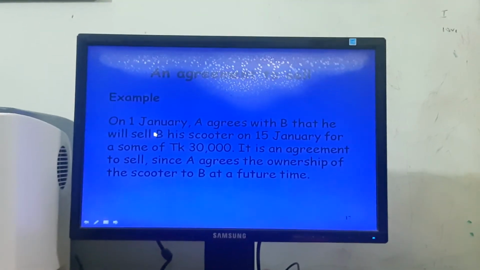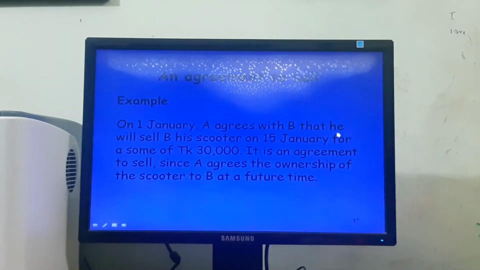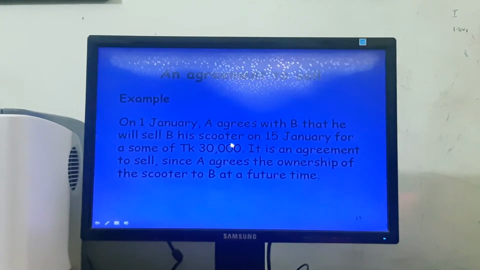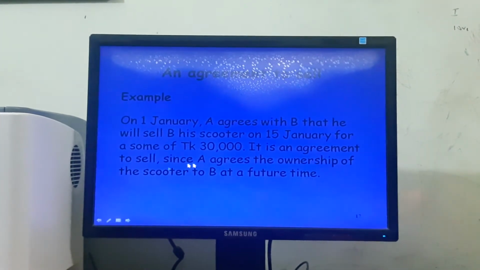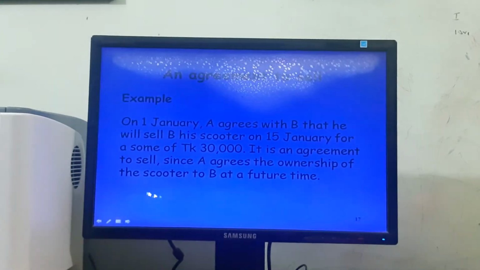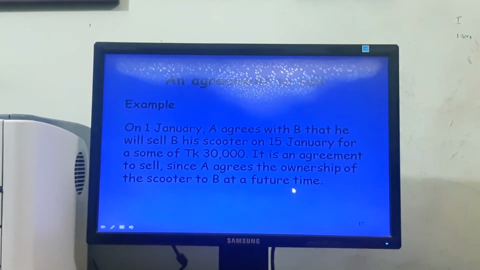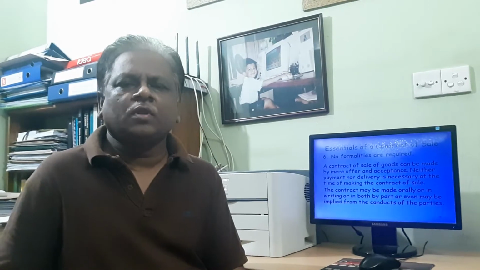For example, on January 1, A agrees with B that he will sell B his scooter on 15 January for a sum of taka 30,000. It is an agreement to sell since A agrees to transfer the ownership of the scooter to B at a future time. For making a contract of sale, no formalities are required. For example, in making the contract of sale, neither payment is required nor are goods required to be transferred from seller to buyer.